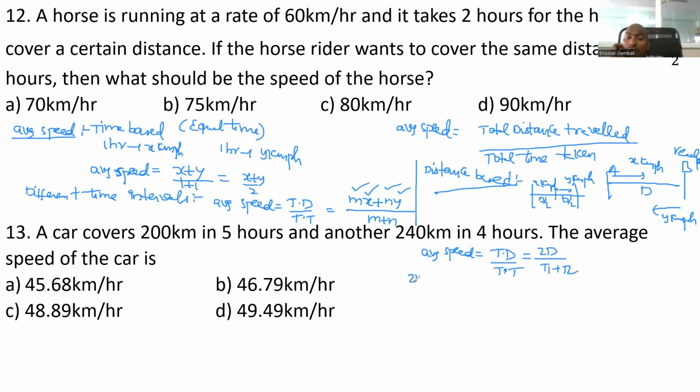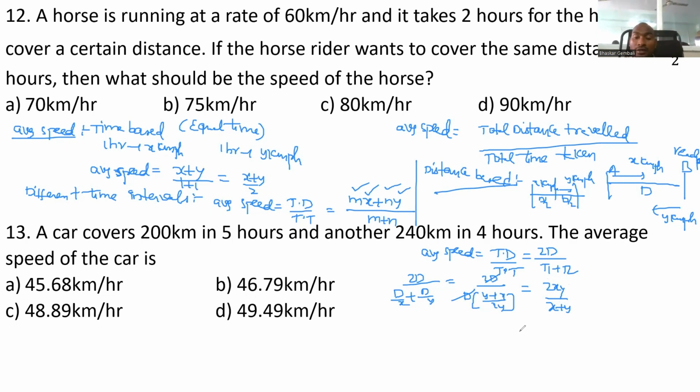Time equal to what do we know? Distance by speed plus distance by speed. So 2d by d into y plus x by xy. dd cancel. Finally we get 2xy by x plus y. So when they are giving, depends upon the distance, like equal distances, half of distances, at that time we use the average speed equal to 2xy by x plus y logic to find out the average speed.